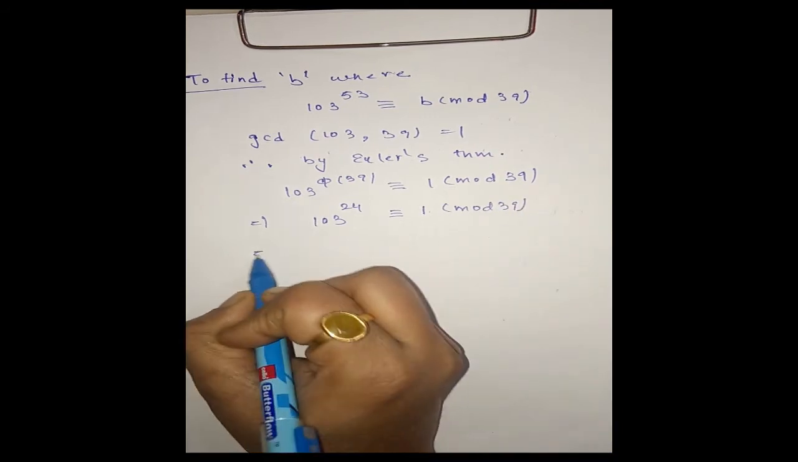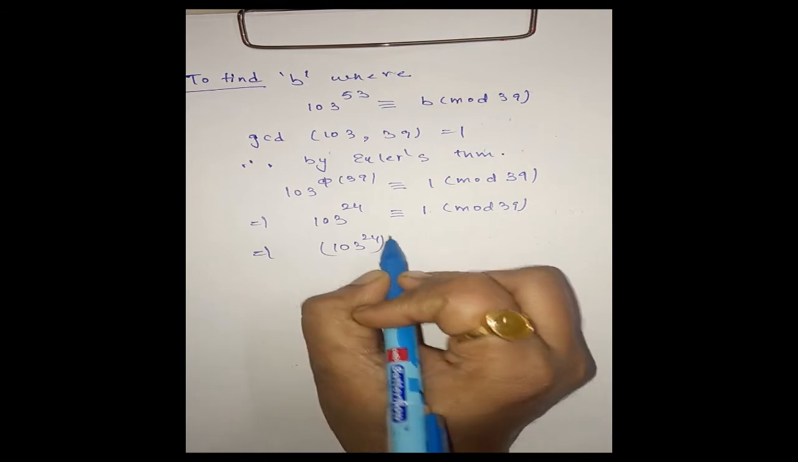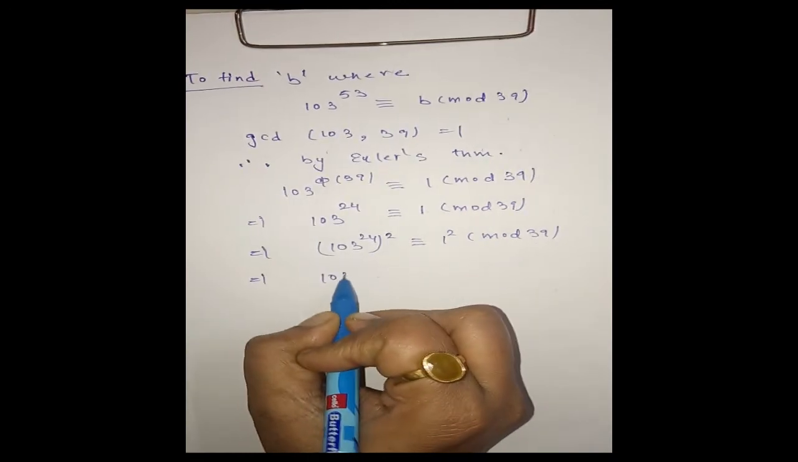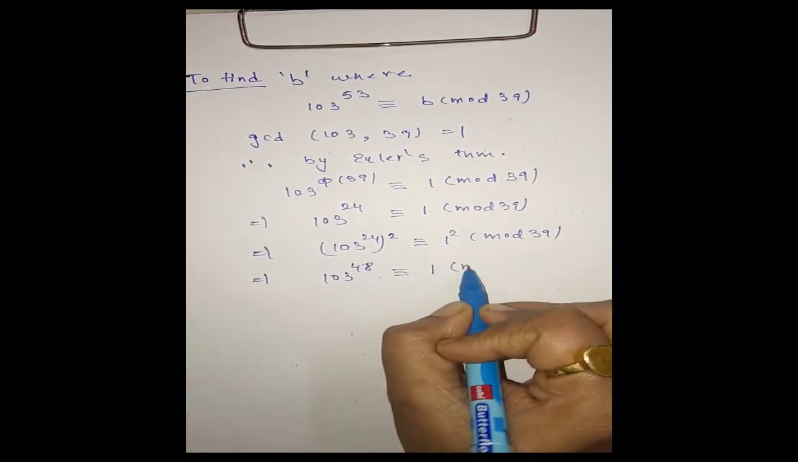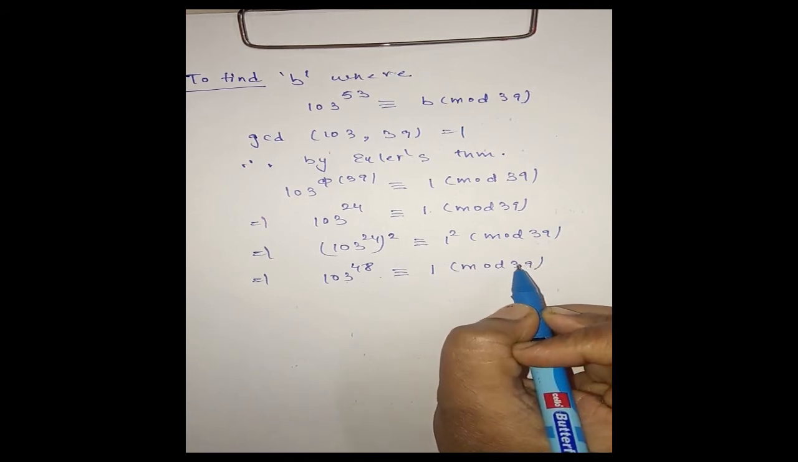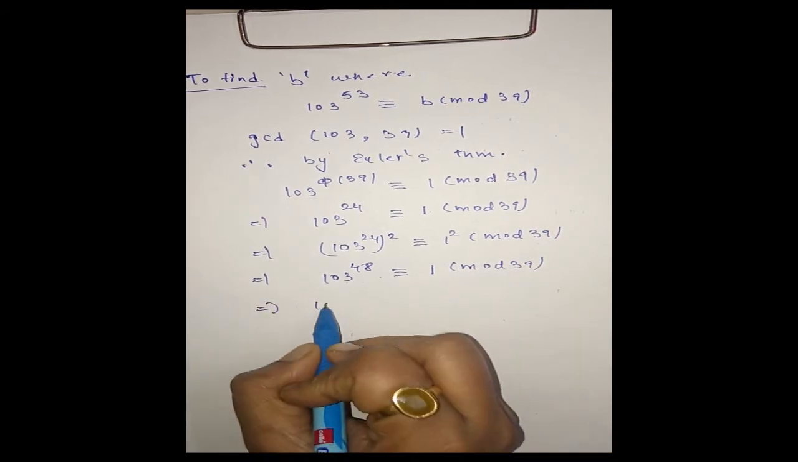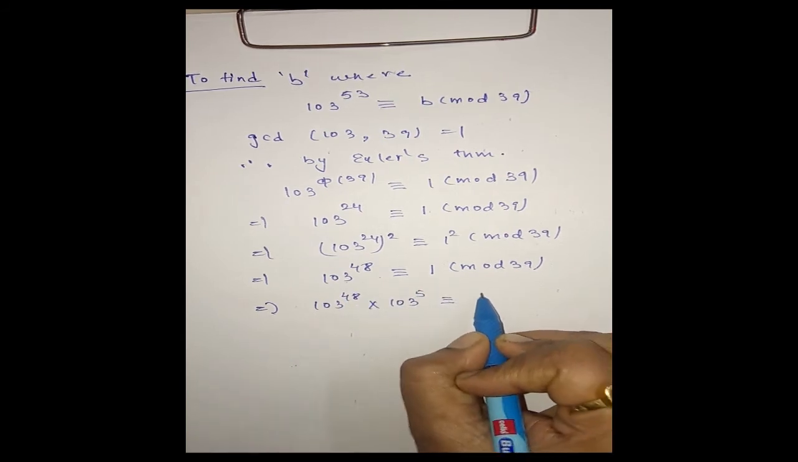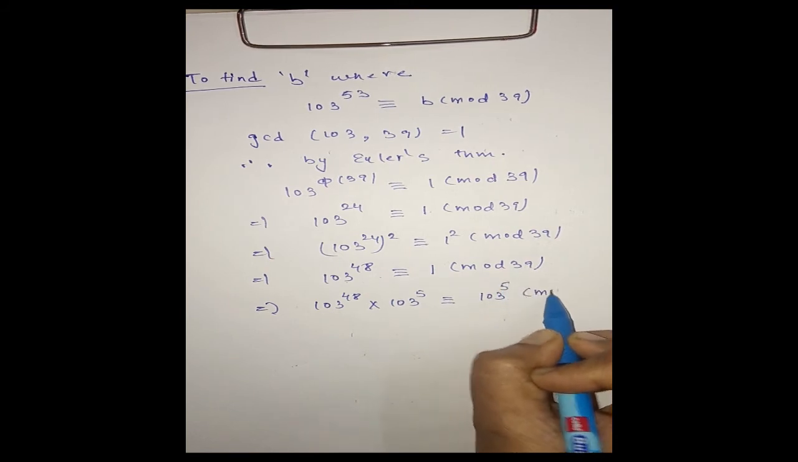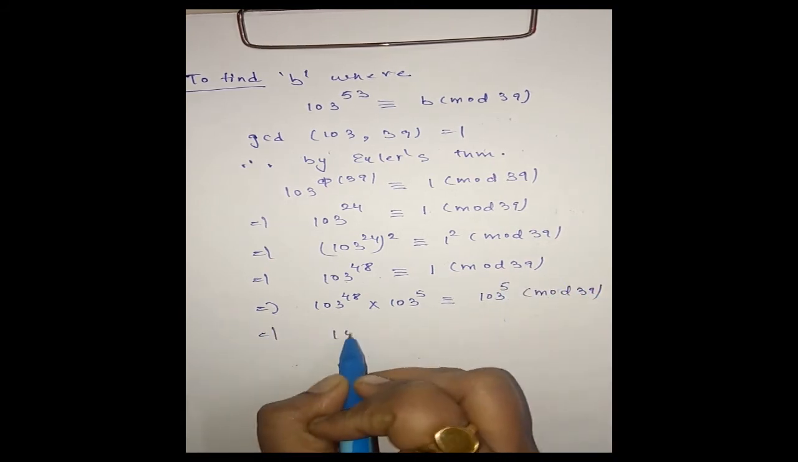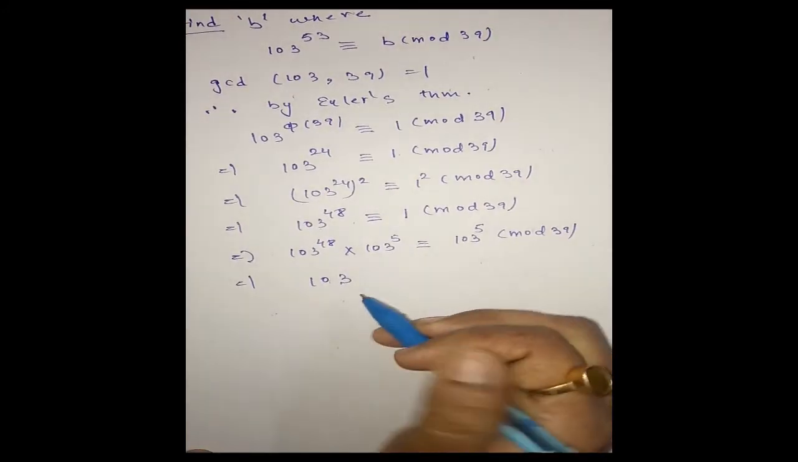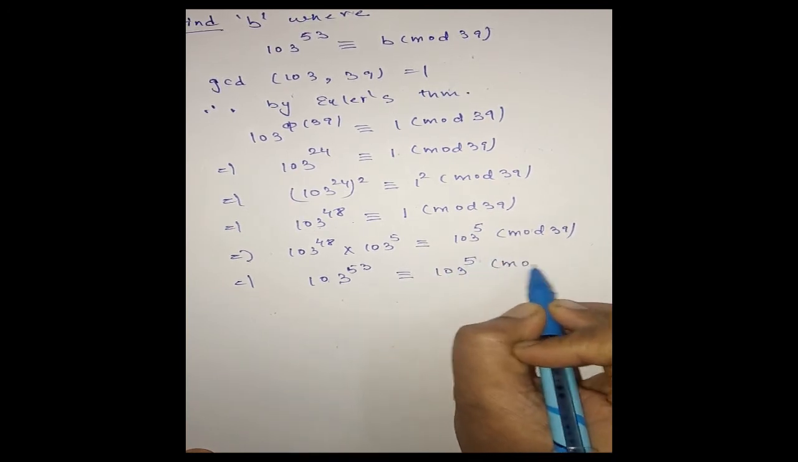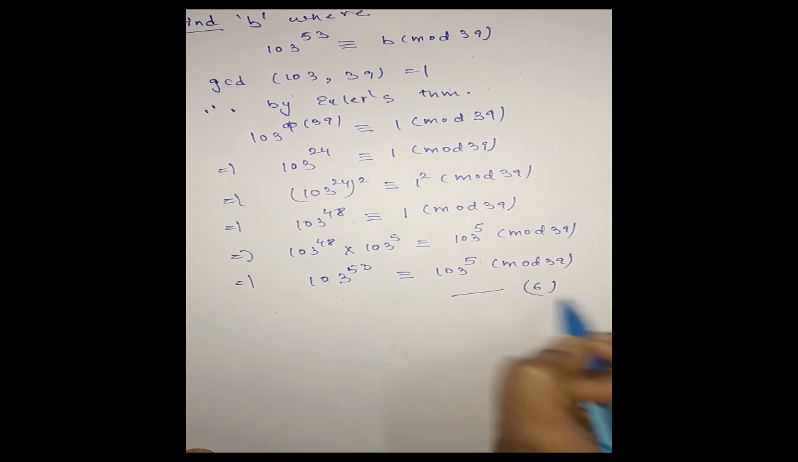Now squaring, taking second power both sides, we get 103 power 48 is congruent to 1 modulo 39. Now we will multiply by 103 power 5 both sides, modulo 39, that is 103 power 53 is congruent to 103 power 5 modulo 39. Clear? Mark this as 6.